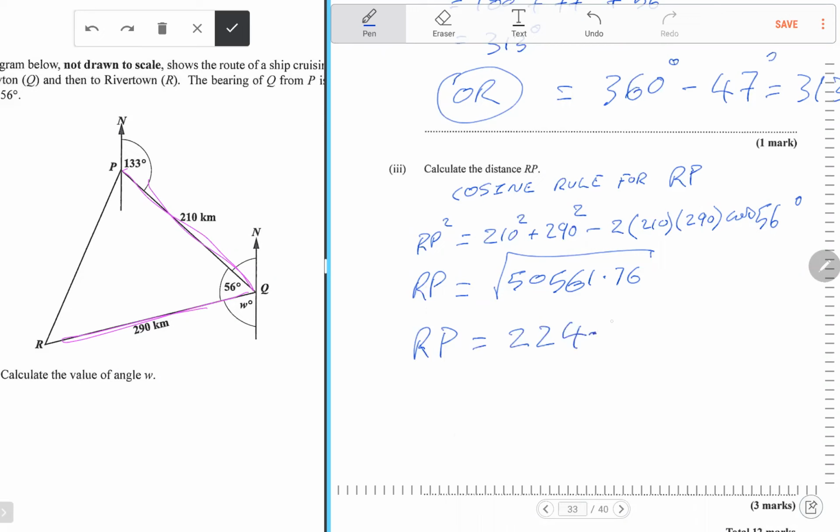So you can normally give your answer to 3 significant figures. Based on the fact that I gave you these distances to the nearest kilometer, you can give your answer to the nearest kilometer. So it will be 225 kilometers. So check your answers, please. Check your calculation.